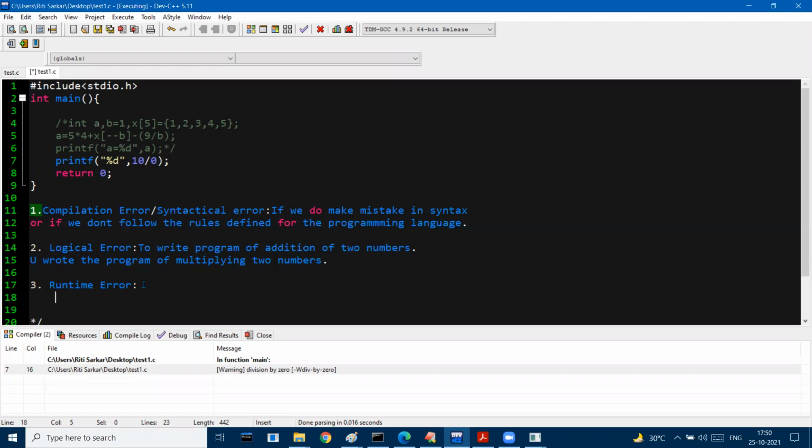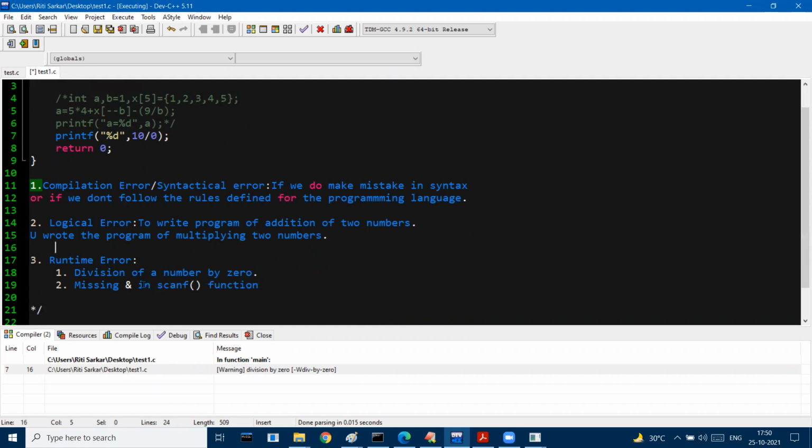Now, examples of runtime error: division of a number by 0. It's never possible. How can you divide a number by 0? A missing ampersand in the scanf function is also an example of a runtime error. It occurs during the execution time. So these are the errors we can have in our C programming language.